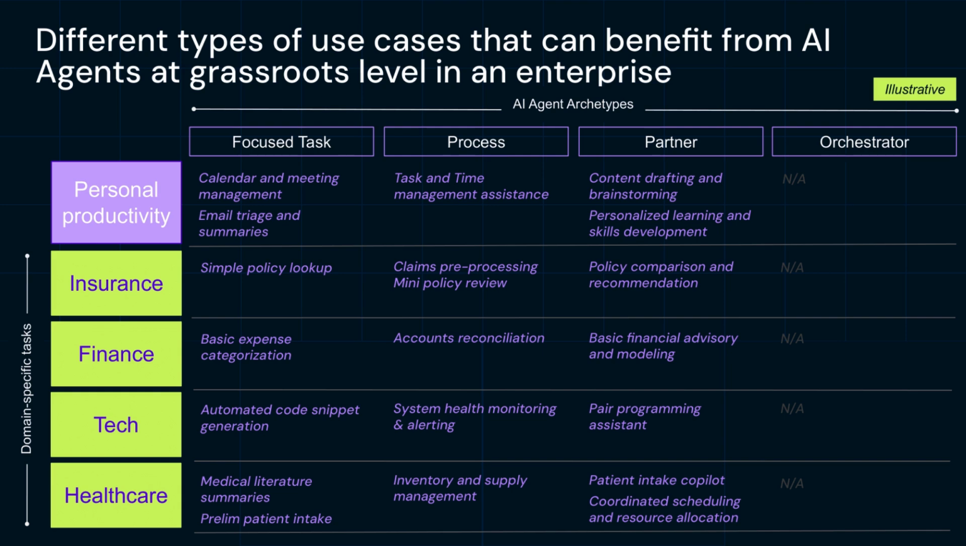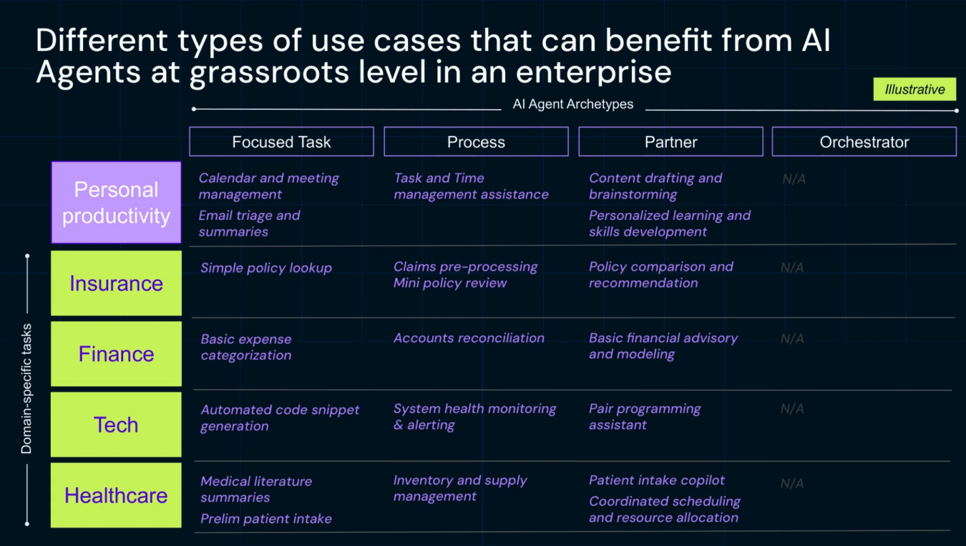An example under process agent would be something like inventory and supply management, which tracks medication usage, stock levels, reordering, etc. Another example would be coordinated scheduling and resource allocation, which manages subagents which handle appointments, staff rosters, or equipment usage. A use case under partner agent would be something like a patient intake copilot, which assists front desk staff in triaging patients, scheduling tests.